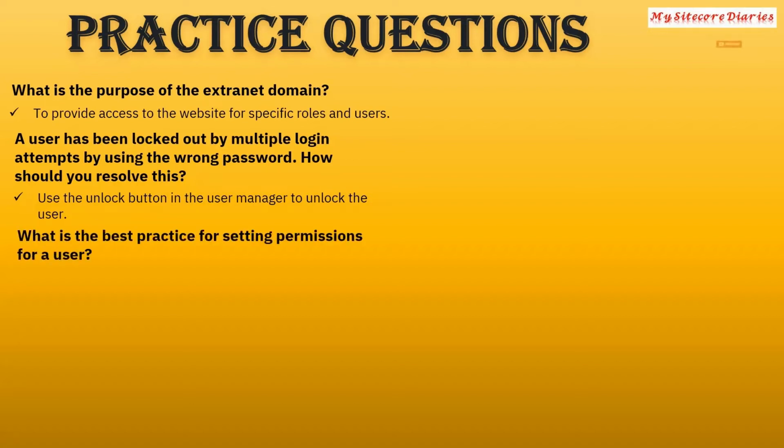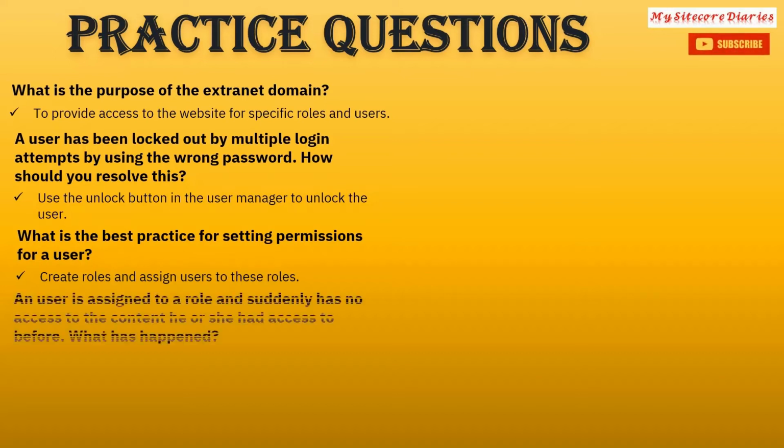What is the best practice for setting up permission for a user? A user's permission should be set on the role and not on the users. So create roles and assign users to those roles. If you want to set up any permission, first create a role, then give the permission to that role and add the user in that role.